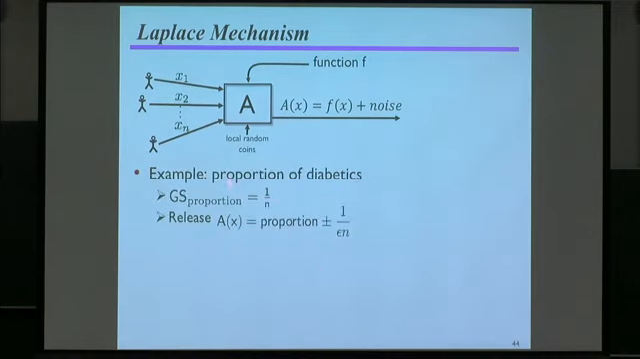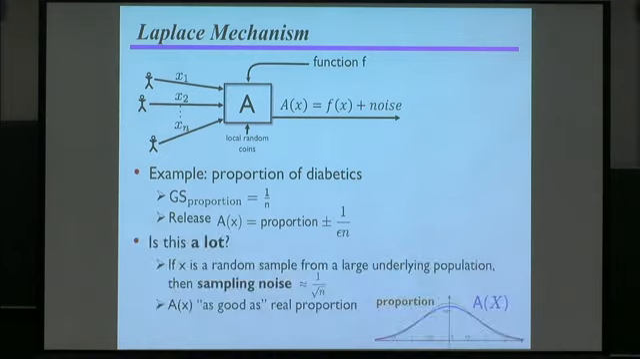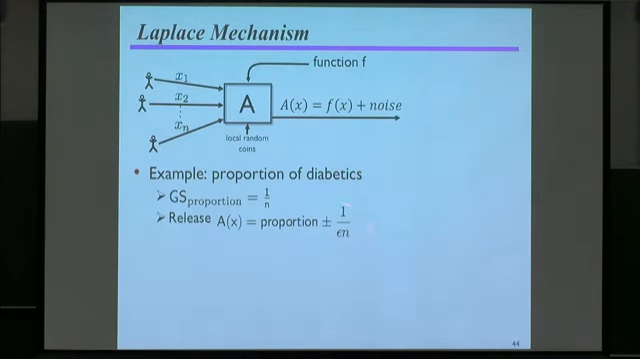Okay, so for example, for the proportion of diabetics, we'd release the true proportion plus or minus some random amount of noise whose magnitude is about 1 over epsilon n. And that would satisfy this definition of epsilon differential privacy. You might ask, is 1 over epsilon n a lot or a little?